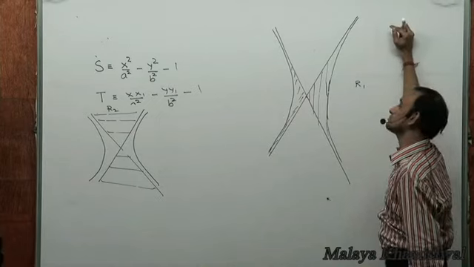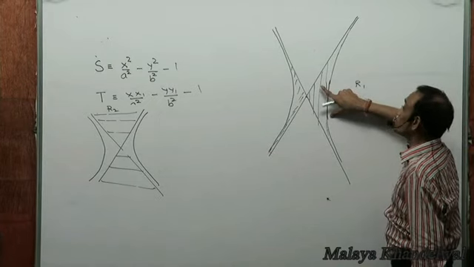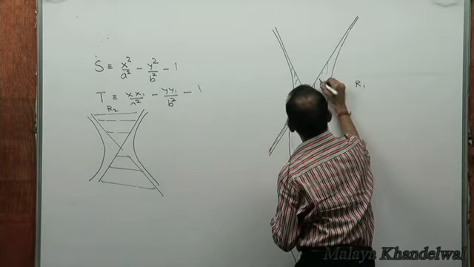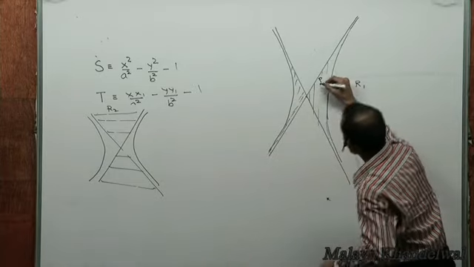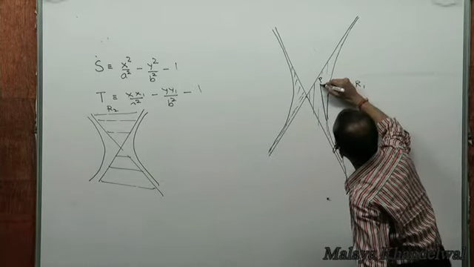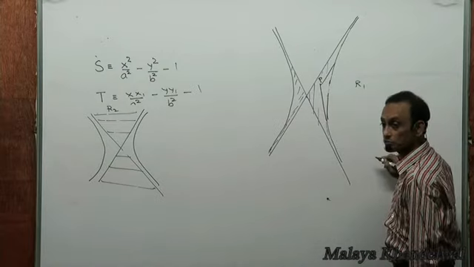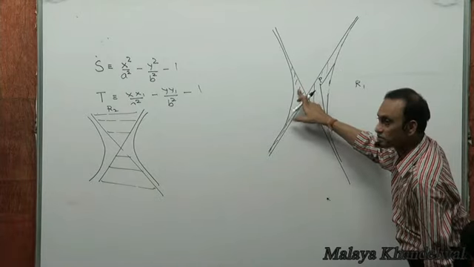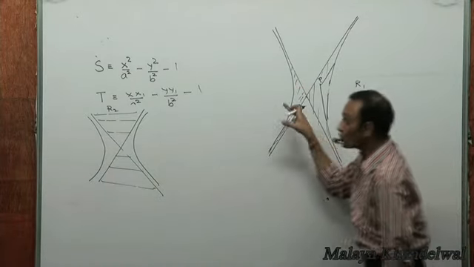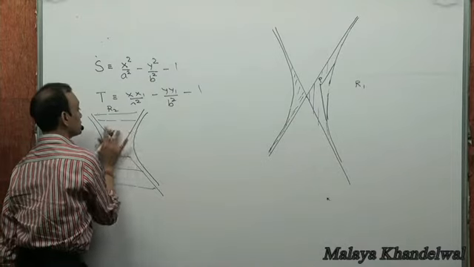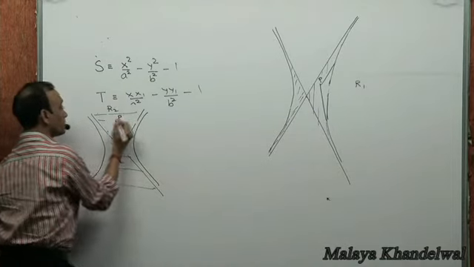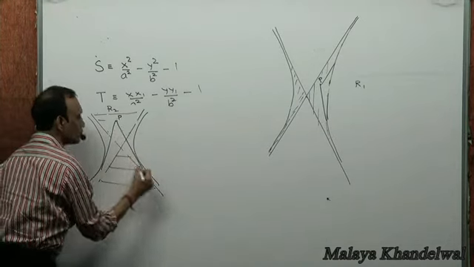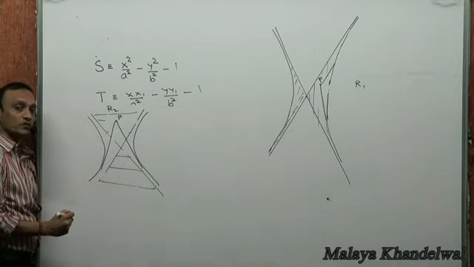Let me tell you that if you select any point in R1, whether this or this, then you will draw tangents to the same branch. If you select any point in this region, you will draw tangents only to this branch. If you select any point in this region, you will draw tangents to this branch alone. But if you select a point in this region, say P, then tangents would be drawn to opposite branches. Do you understand what I'm saying?